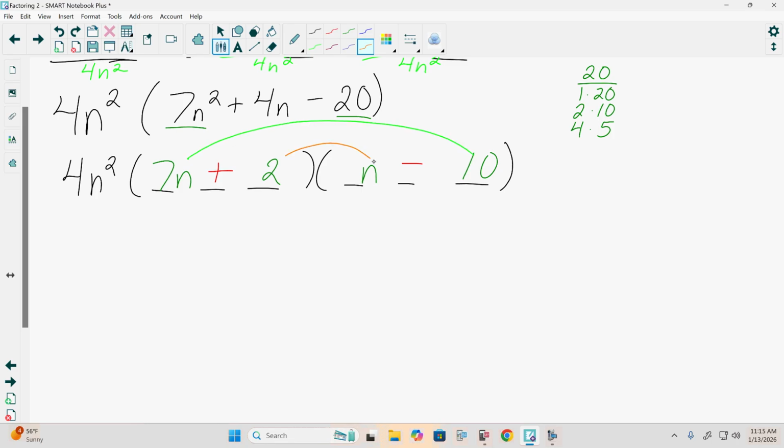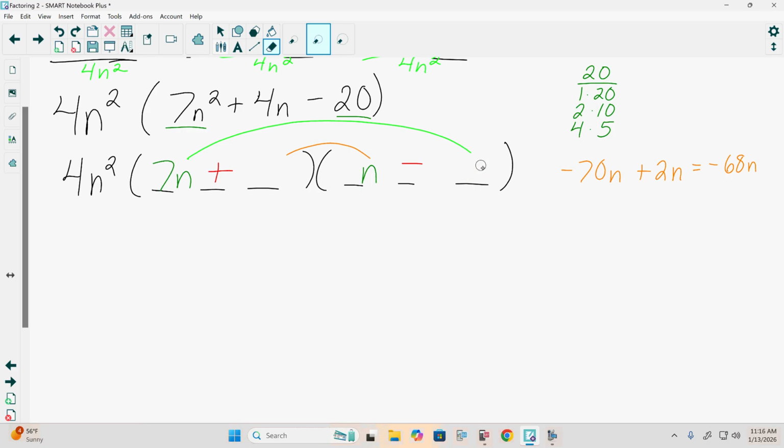And we can check this here. 7n times negative 10, 7 times negative 10 would give us negative 70, or in this case, negative 70n. Positive 2 times positive n, 2 times n, positive 2n. Negative 70n plus 2n, negative 70 plus 2 would give us negative 68n. Unfortunately, that is not the middle term that we want.